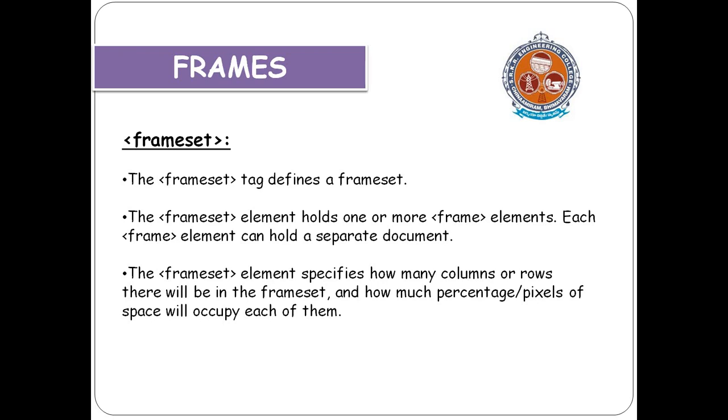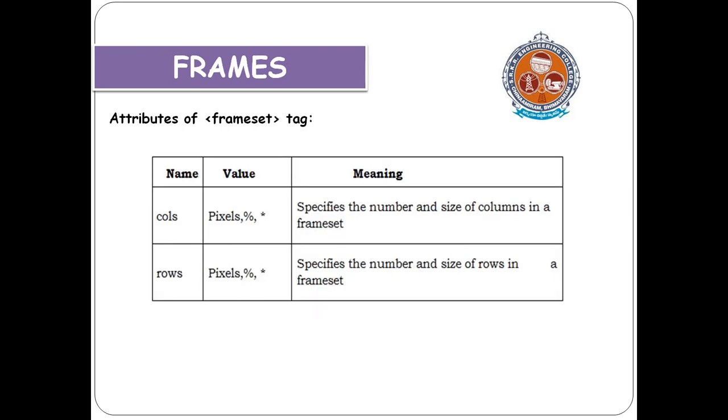The frameset tag is frameset. The frameset element holds one or more frame elements. Each frame element can hold a separate document. The frame tag is frame. The frameset element specifies how many columns or rows there will be in a frameset, and what percentage of pixels or space will be occupied by each of them. These are all things we have to define in our frameset.